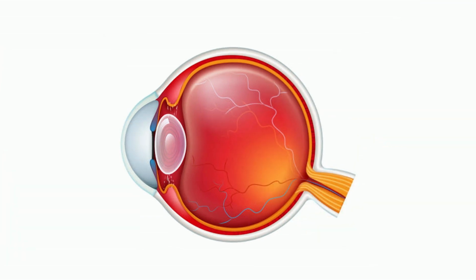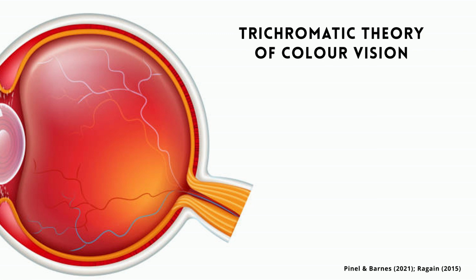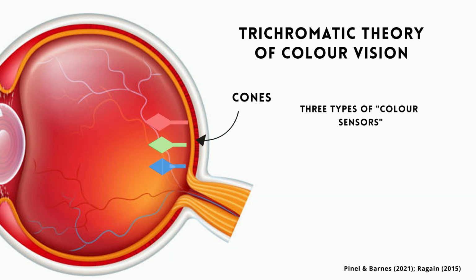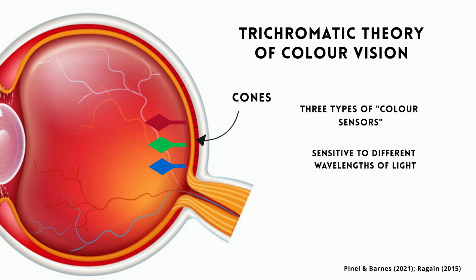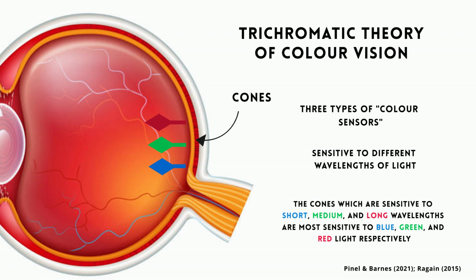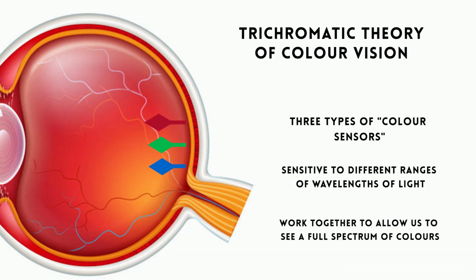To explain how human eyes perceive colors, the trichromatic theory of color vision proposed that our eyes have three types of color sensors, which are also known as cones. Each is sensitive to a different range of wavelengths of light. Due to the difference in sensitivity, it allows us to distinguish between colors by detecting different combinations of light wavelengths.